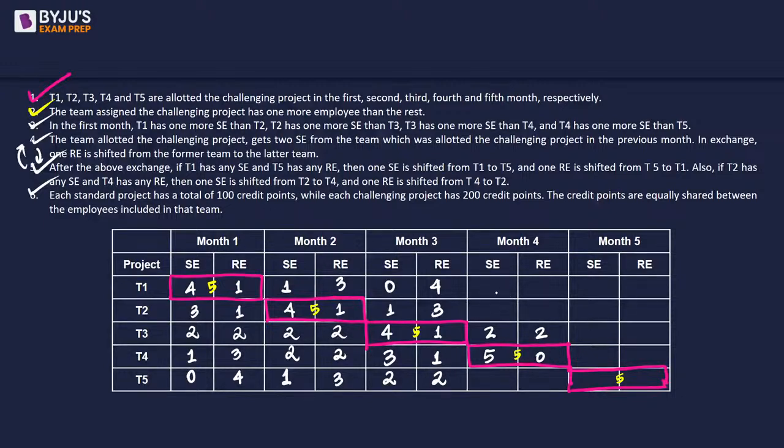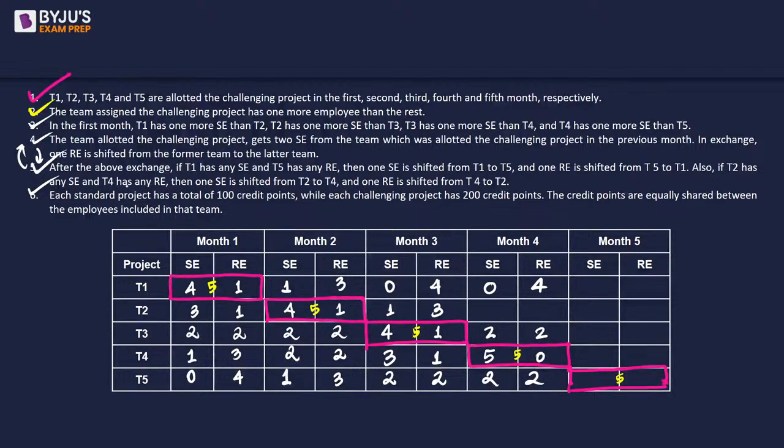Next, if T1 has any SE, it doesn't have any SE. So there will be no movement as such, right? Movement के लिए we would need first of all somebody to go there. मतलब उधर जगह चाहिए. So this part will not happen. If T2 has, so 0, 4 will remain 0, 4 and this 2, 2 will remain 2, 2. Right? इसमें कोई change नहीं आएगा.